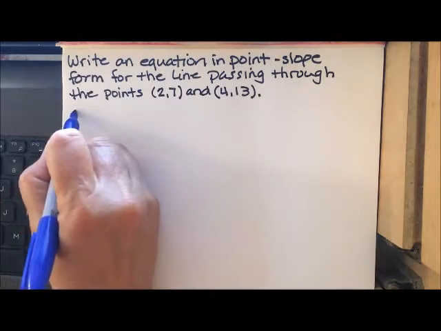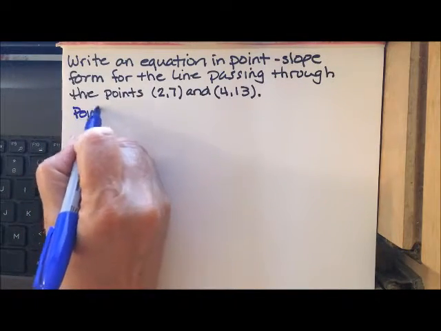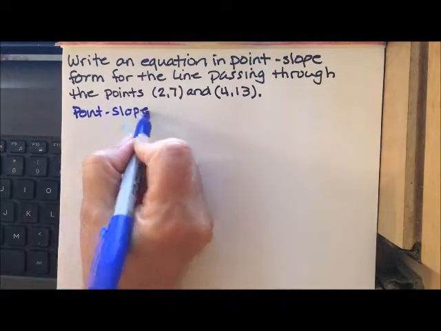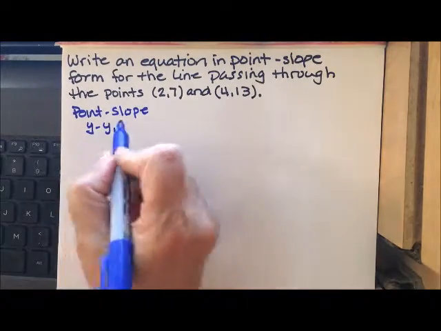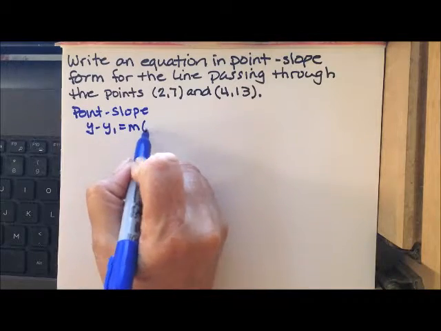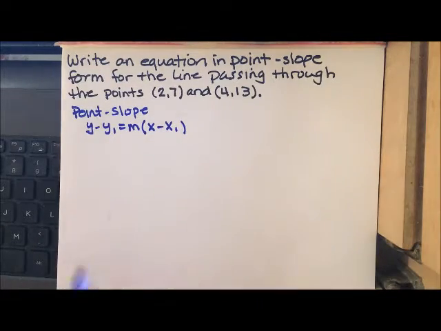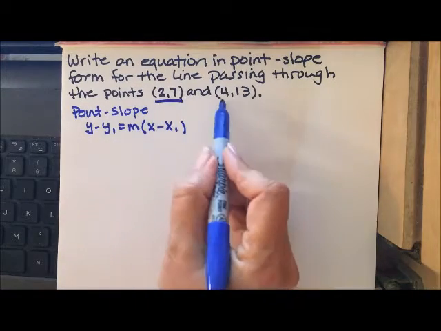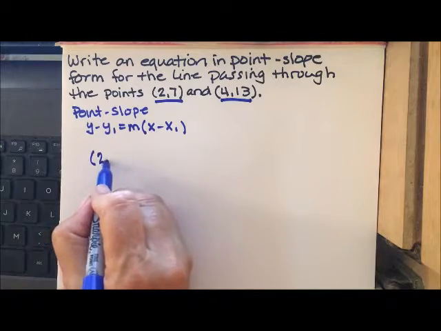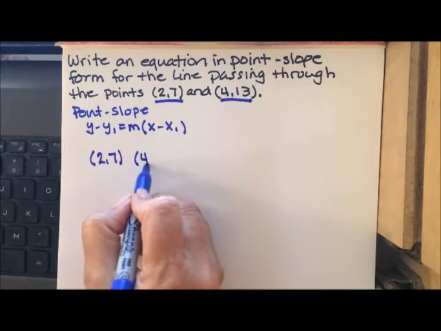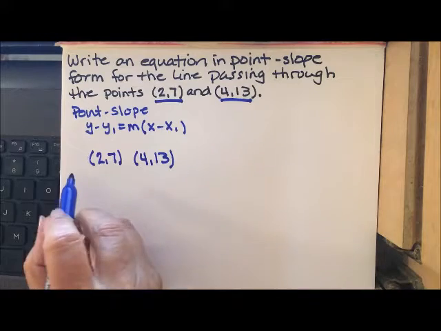Well, if you'll remember, point slope form is y minus y1 is equal to m times x minus x1. And obviously, we need the slope to be able to write this equation. We don't have the slope. So what we'll be doing is using our 2 points to calculate the slope first. Our first step will be to take our 2 points, (2, 7) and (4, 13), and calculate the slope, m.